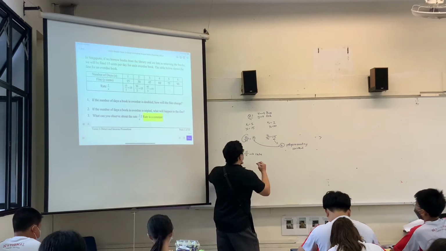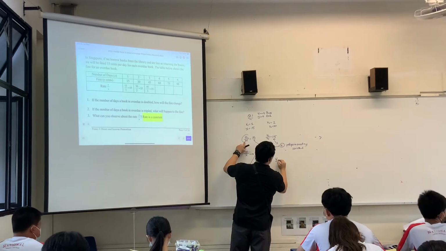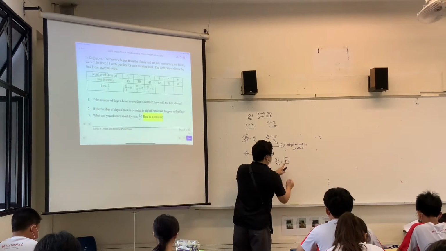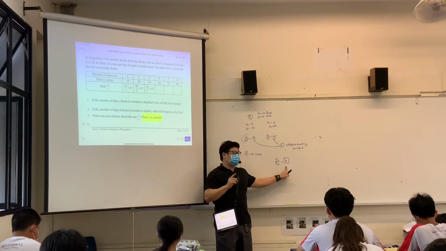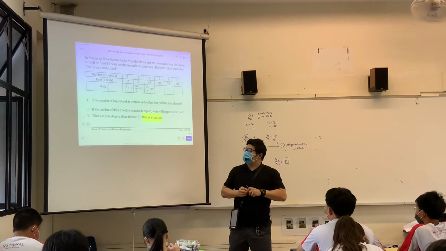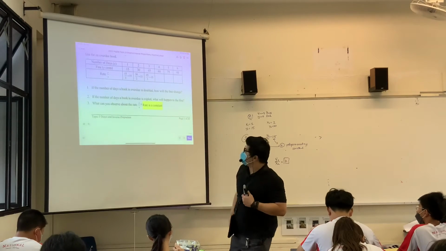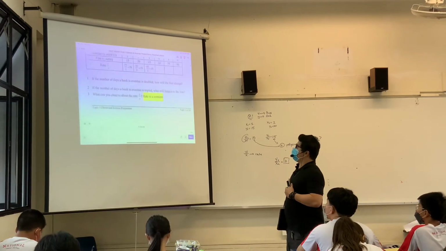So you notice that no matter what I do, whichever x I take is always equal to the same k. K is always equal to the same constant. This is what we call a rate. A rate is a constant. It's at the bottom of page 1.